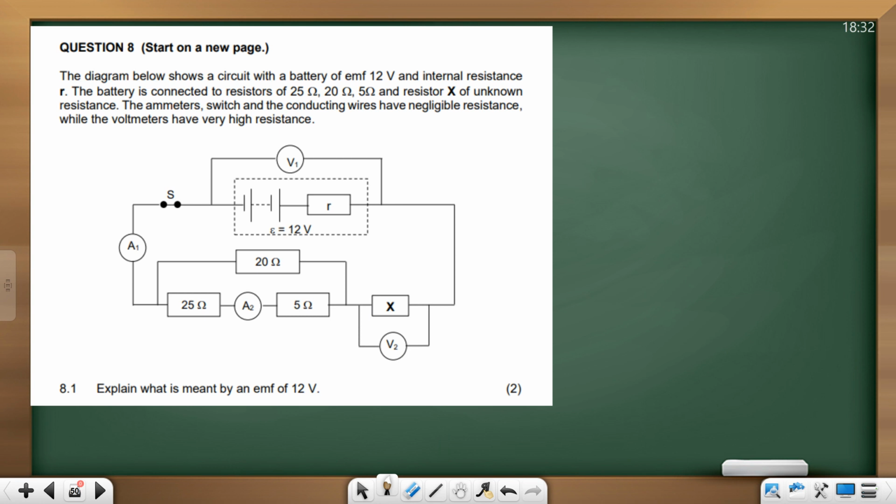The diagram below shows a circuit with a battery of EMF 12 volts and internal resistance r. The battery is connected to resistors of 25 ohms, 20 ohms, 5 ohms, and resistor X of unknown resistance. The ammeter, switch and conducting wires have negligible resistance, while the voltmeter has a very high resistance. Please take note: voltmeters have high resistance. They cannot be connected in series.